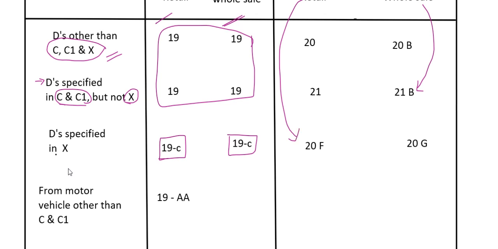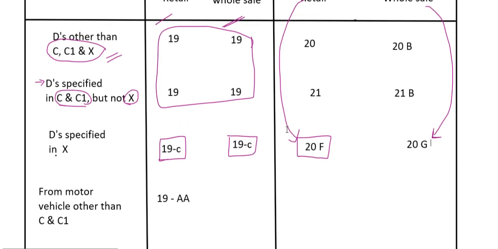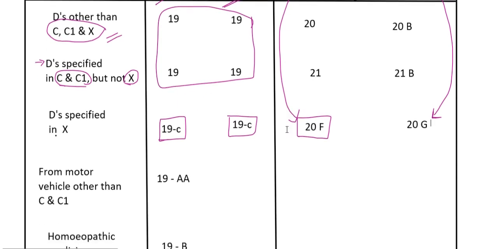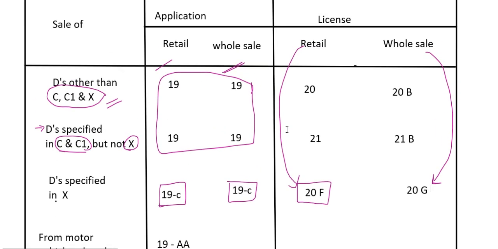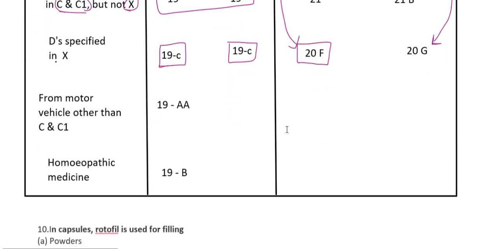Drugs specified in Schedule X will get the license as 20F, and if it is for wholesale, then the license you will get as 20G. Okay, so the difference you have to notice and study, right? So for drugs specified in Schedule X, the form is 19C, but for retail, the license you will be getting as 20F, and for wholesale, you'll be getting it as 20G.